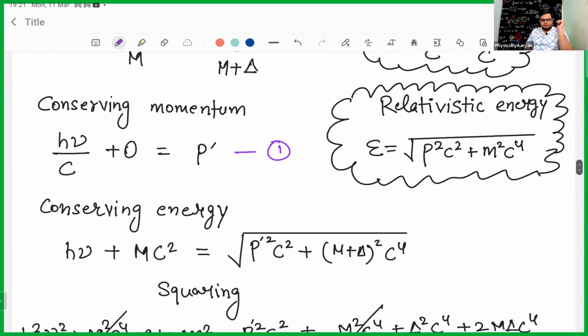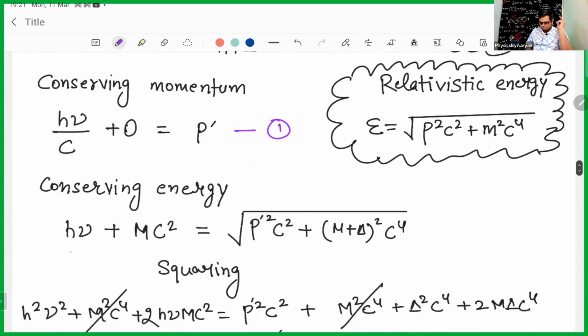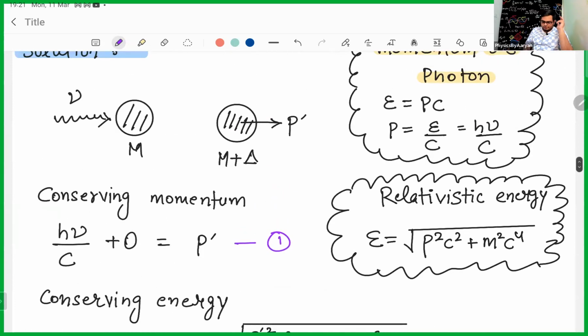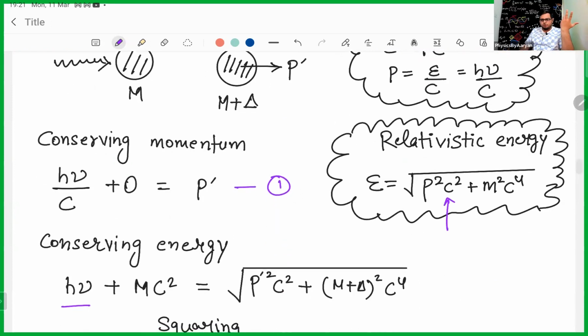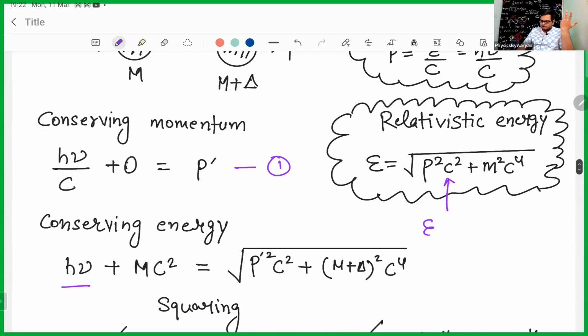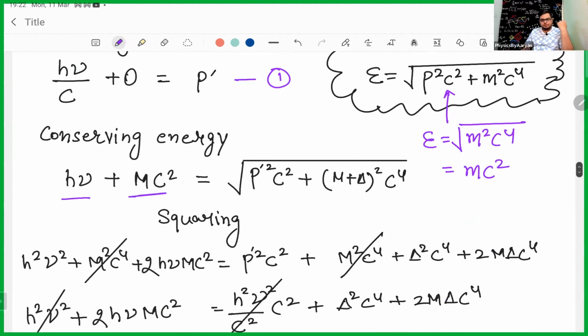Okay, so now let's conserve the energy. So पहले सबसे एनर्जी बात करते हैं फोटोन की. So photon is coming, so photon has some energy h nu. Now you have an atom. Now atom's momentum is 0. So if atom's momentum is 0, initially वो रुका हुआ है, so no momentum. If this is 0, then energy will be equal to under root of m square c raised to power 4, which is basically just mc square. That is why I just wrote mc square.